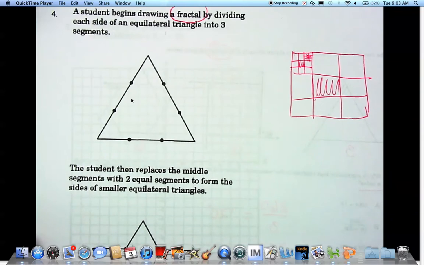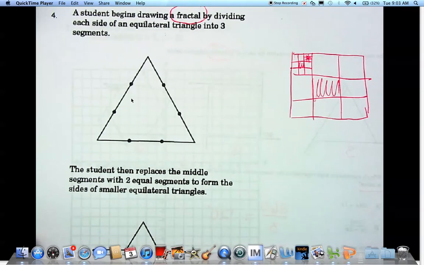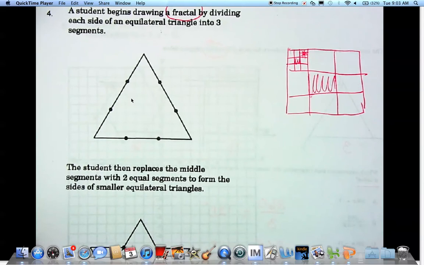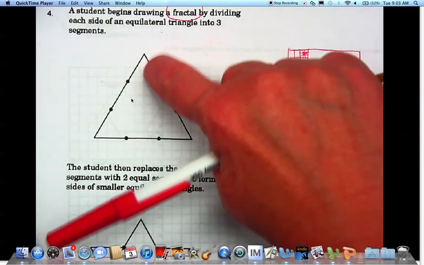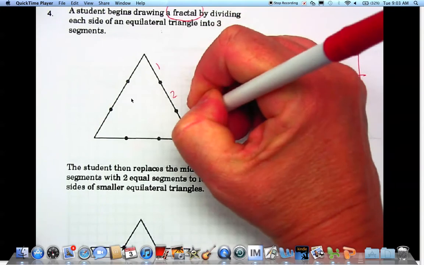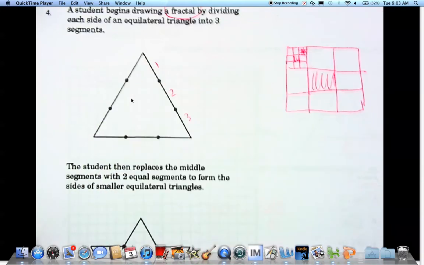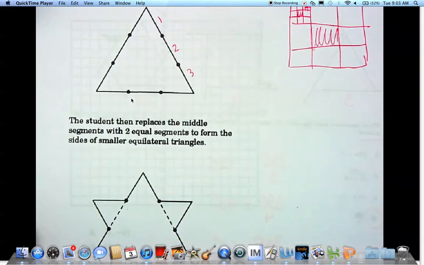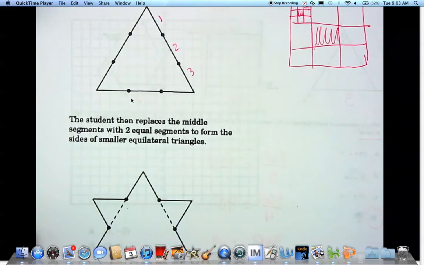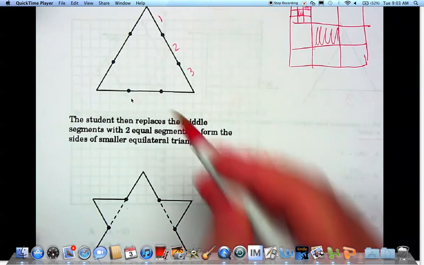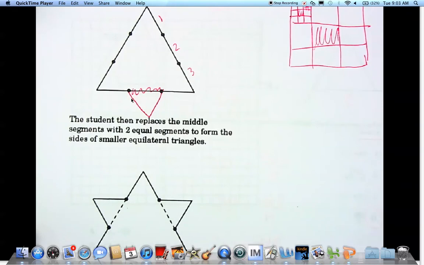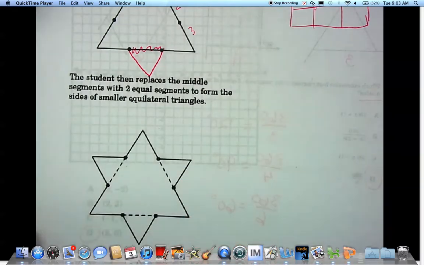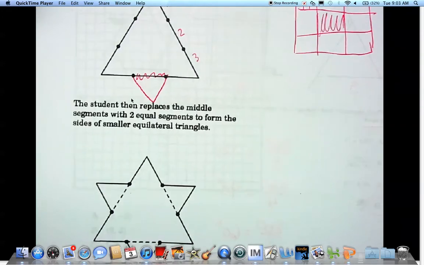Okay, so this one, what they've done is, the student begins drawing a fractal by dividing each side of an equilateral triangle into 3 segments. So this is an equilateral triangle, and then they divided this side into 3 equal segments here, and all the other sides. Then the student replaces the middle segments with 2 equal segments to form the sides of a smaller equilateral triangle. So they take this segment away and they put a triangle there. Okay, and then this is what you get. It looks like a Chinese checkerboard. Looks like a Jewish star. A little bit, yeah, it does kind of.